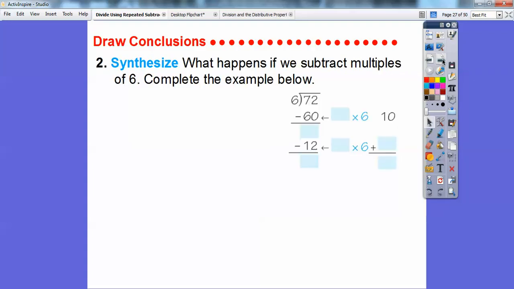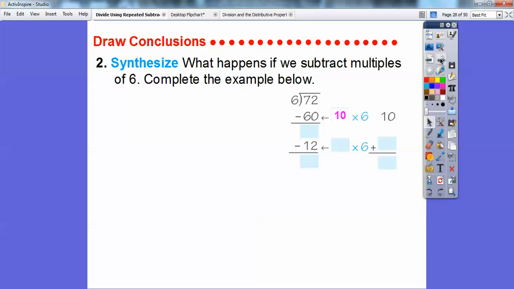Okay, all right, so we're going to synthesize this. What happens if we subtract multiples of 6? It's the same problem, but instead of subtracting just 6 all the time, we're going to use multiples of 6. So let's complete this table right here. What number times 6, because we're dividing 6 into 72, equals 60 right here? What number times 6 equals 60?